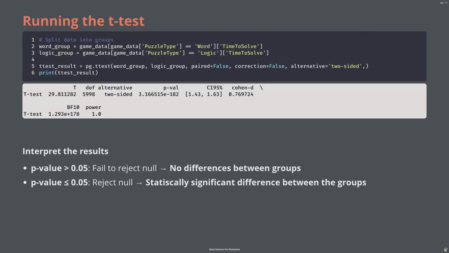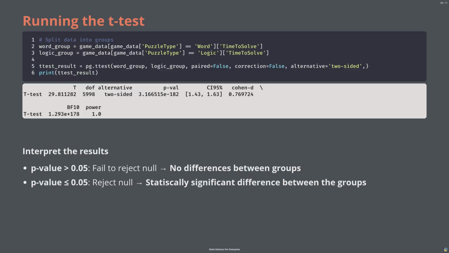To perform the actual t-test, we use the ttest method from pingouin. We split our data into two groups, word and logic. We set alternative equals to two-sided to indicate we are not assuming that one group will be greater than the other. Since our variances are equal, we set correction equals to False. The result shows a p-value below 0.05. So we reject the null hypothesis and conclude that there is a statistically significant difference in the time it takes to solve the two puzzle types.